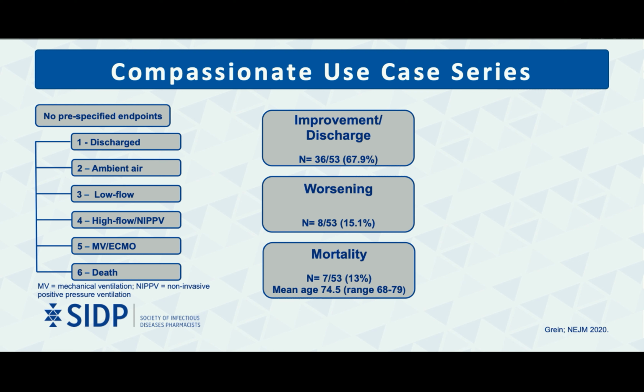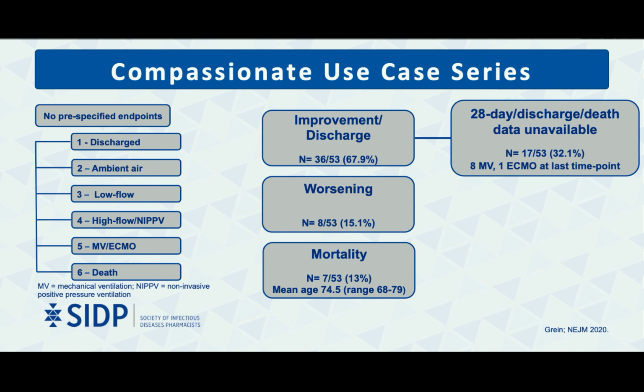Additionally, 8 of 53 patients, or 15%, clinically worsened, and 7 of 53, or 13%, died during the follow-up period. In the supplemental appendix, the authors include case narratives for the patients who expired, and the mean age of these 7 patients was 74.5 years, ranging from 68 to 79 years, which is consistent with previous data.